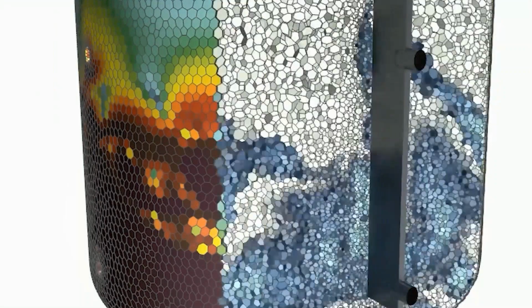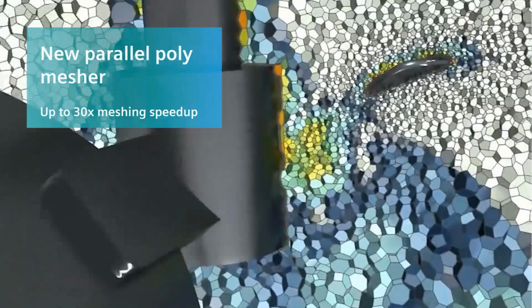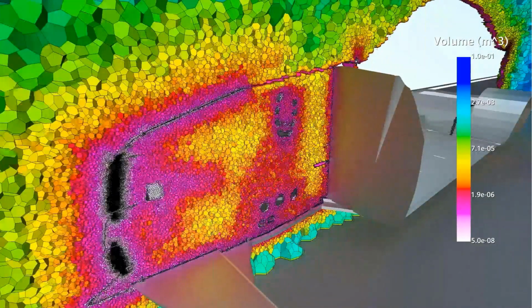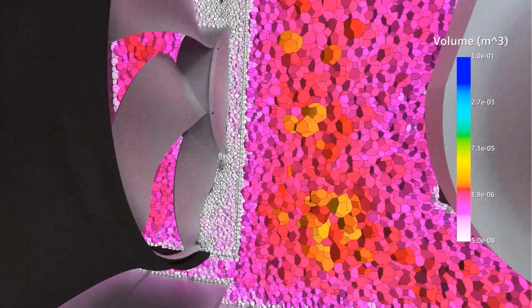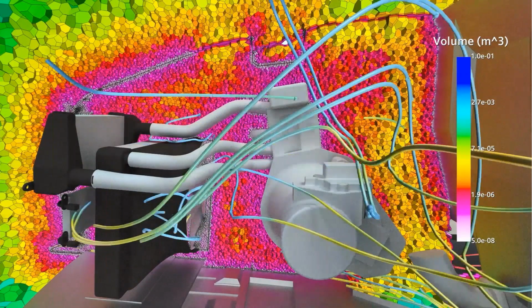SimCenter StarCCM Plus pioneered the polyhedral mesh for industrial CFD, and in 2020.1, we delivered the next generation polyhedral mesher. Rewritten from the ground up for parallel performance, mesh is built up to 30 times faster, with more effective mesh distribution and easier, more intuitive mesh controls. All this while keeping the accuracy and robustness benefits of a true polyhedral mesh.